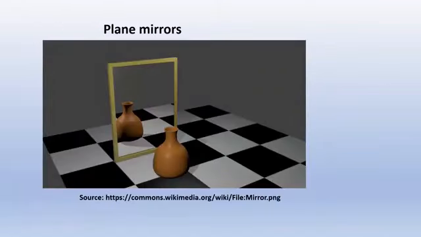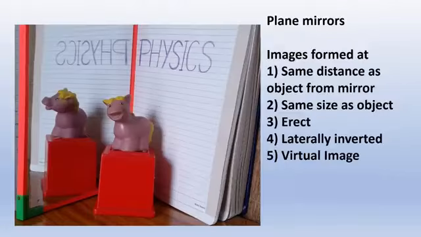Let's revise the characteristics of images formed by plane mirrors. If we observe the images formed by plane mirrors, we can see that the image will form at the same distance as the object from the mirror. Also, the size of the image is equal to the size of the object. The third characteristic is the images will be erect. That is, the top will remain top, the bottom will remain bottom.